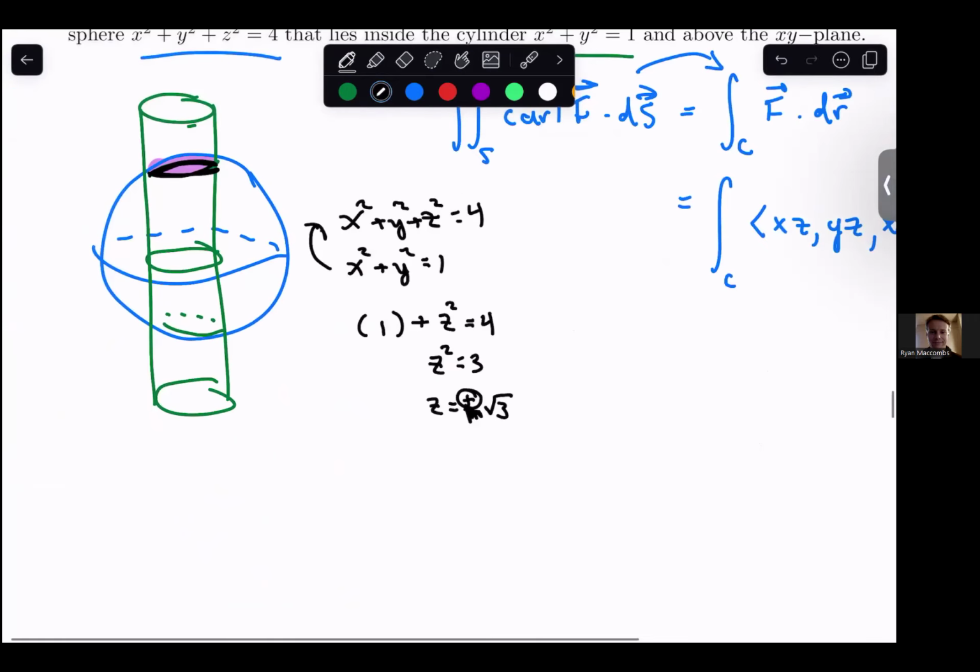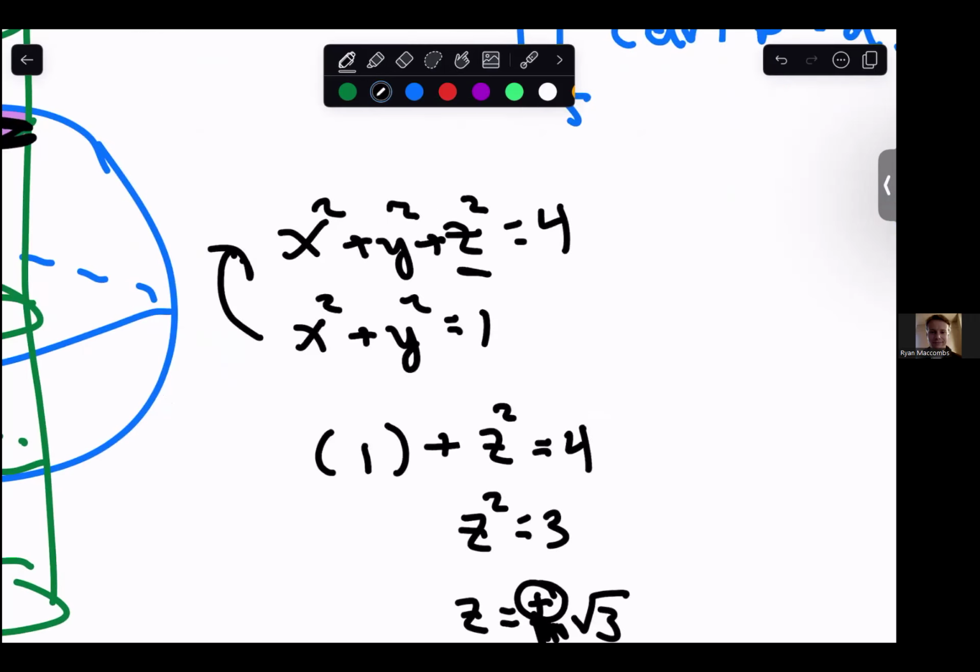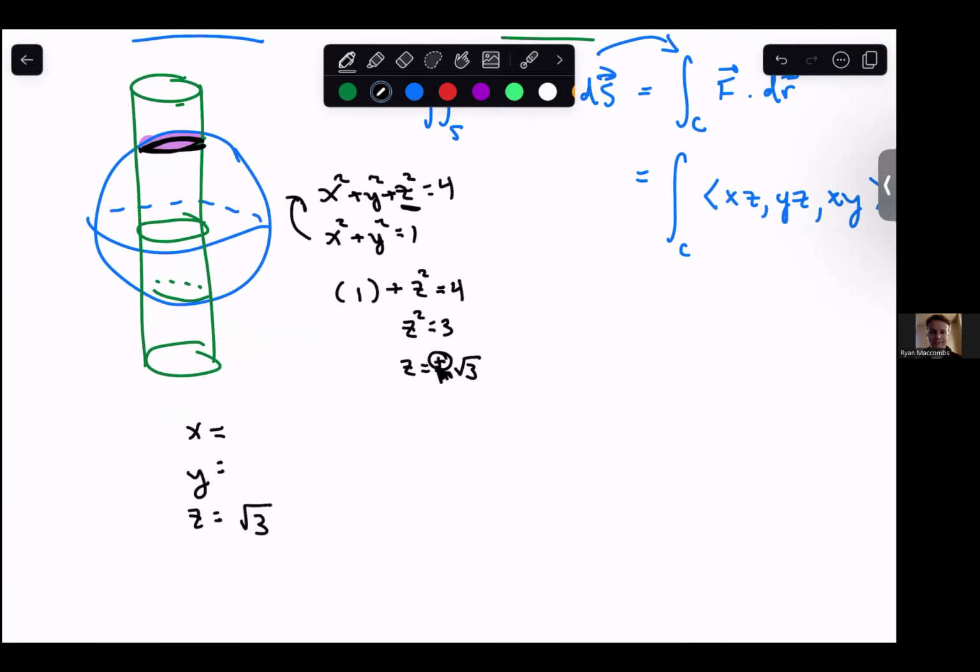Okay, so that's the z value, but I still need to know what are my x and y. I need a parametrization. So I now know x equals something, y equals something, z equals something. I now know that z is fixed at a constant. It's at a height of root 3. But I still need to parameterize my x's and my y's. And so now, with this fact that z is root 3, I could plug that into either one of these. Well, I guess really only this first one here has a z. And when I do that, they're both going to give me the equation x squared plus y squared equals 1. So this is going to be a circle of radius 1. I'm going to borrow from polar and get 1 cosine t, 1 sine t.